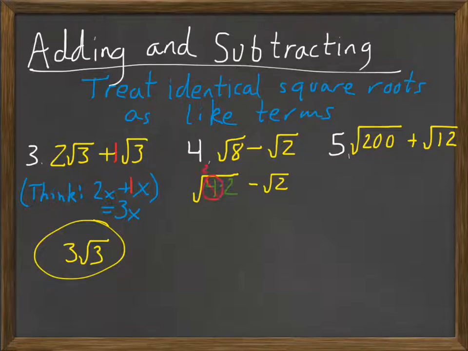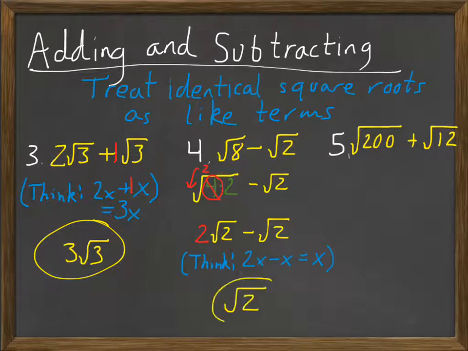I can take the square root of the 4 and then bring that 2 outside. So I would have now 2 square root of 2 minus the square root of 2. Now we have like terms. So think, this is like 2x minus x. So I'm treating the square root of 2 like an x, like a variable. So 2x minus x is just x. So 2 square root of 2 minus 1 more square root of 2 is just 1 square root of 2. There. So square root of 8 minus square root of 2 is just square root of 2.